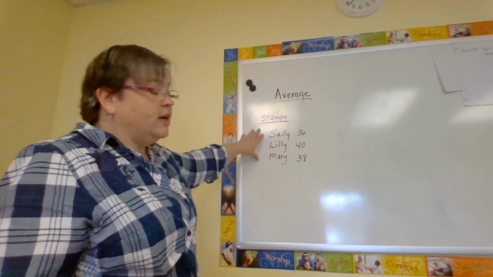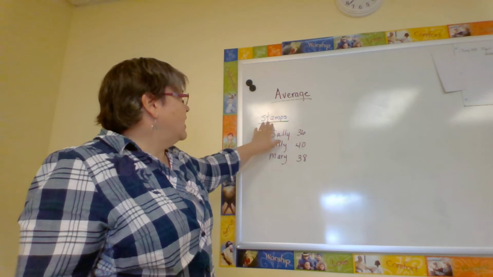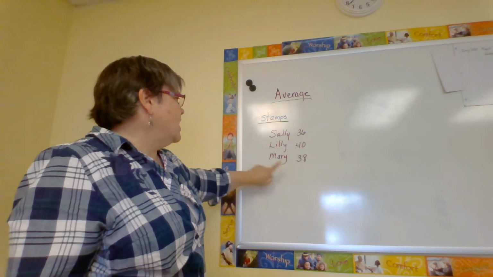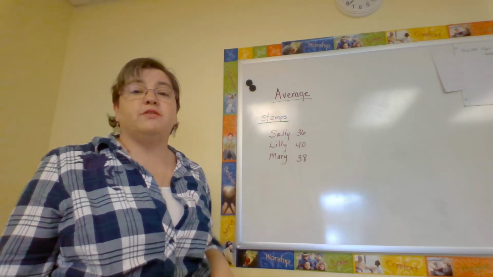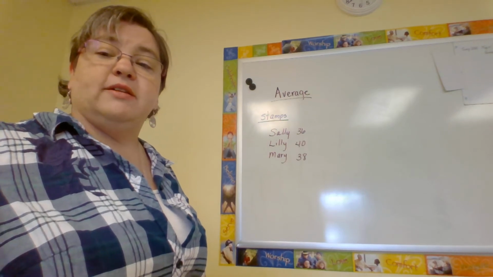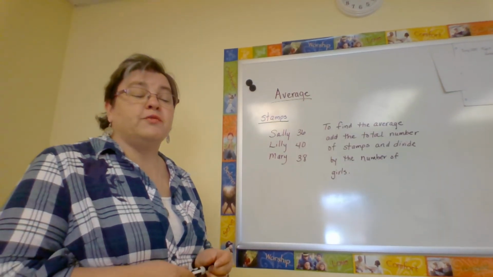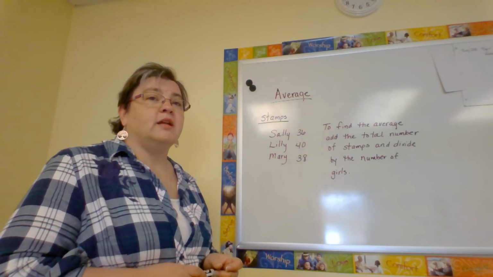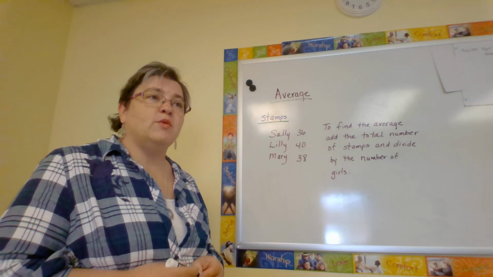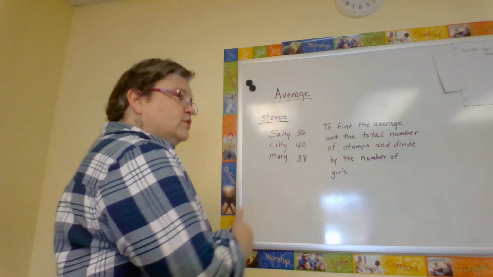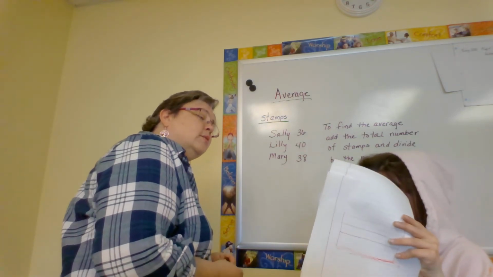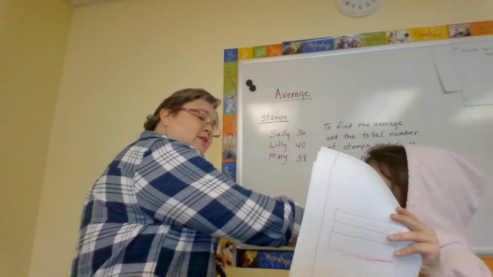Okay, we have 3 girls, and they all have stamp collections. Sally has 36 stamps, Lily has 40, Mary has 38. So I want you to find the average, and then raise your hand when you have it. What was your answer, Phoebe? 38. Okay, let me know when you get an answer. Okay, we're going to do it and you check it. All right, we're going to check it.